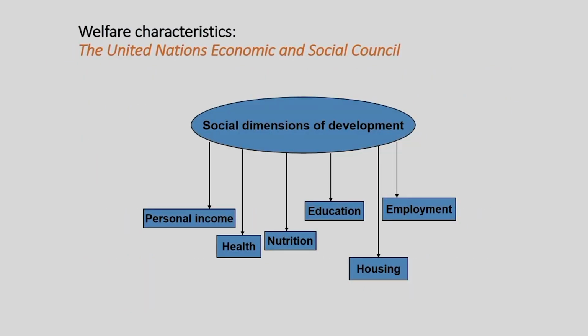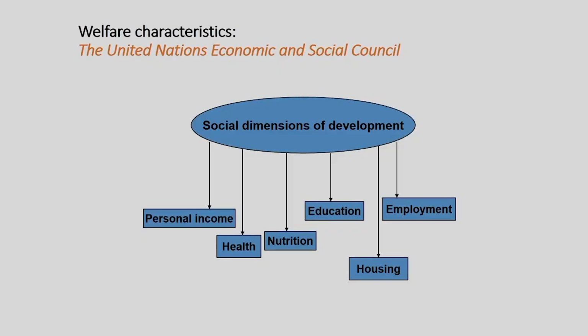The United Nations Economic and Social Council tried to provide certain welfare characteristics, certain social dimensions of development, in terms of personal income, in terms of health, in terms of nutrition, in terms of education, in terms of housing, in terms of employment. Okay?